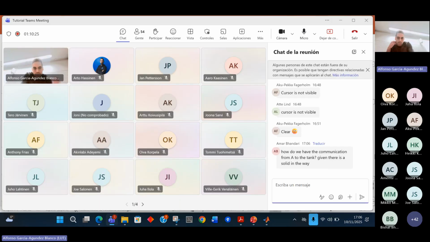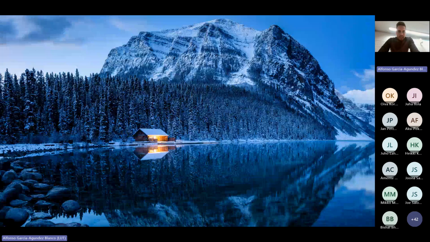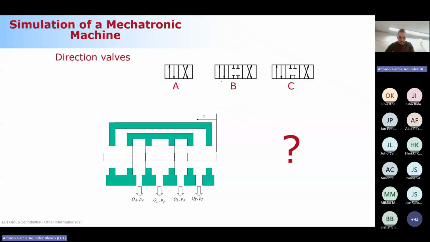There is a question. How do we have the communication from A to the tank, given there is a solid in the way? Okay, let me repeat it. So from A to the tank was the question. Perfect. I'm going to show it to you with the cursor. So from A to the tank, that situation would correspond with the spool moving to the right. And if you move it to the right, you would have the small diameter invading the chamber A, so fluid can go through here, and the flow that goes through here goes through this canal, and can reach the tank.